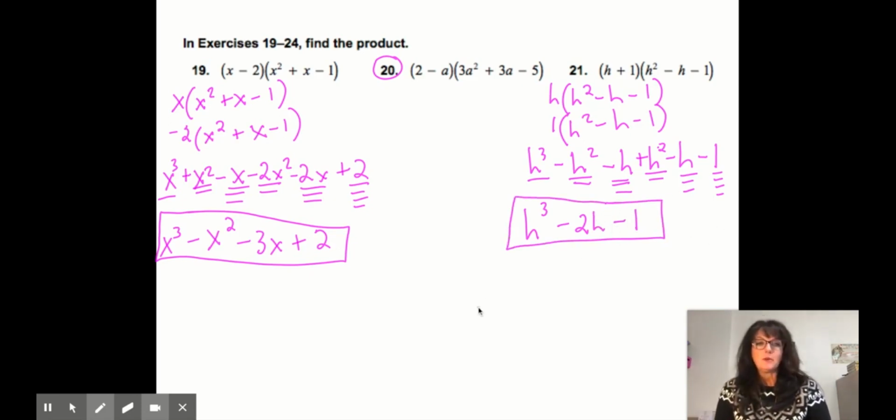Okay, so that concludes our lesson 7.2 of multiplying the polynomials.